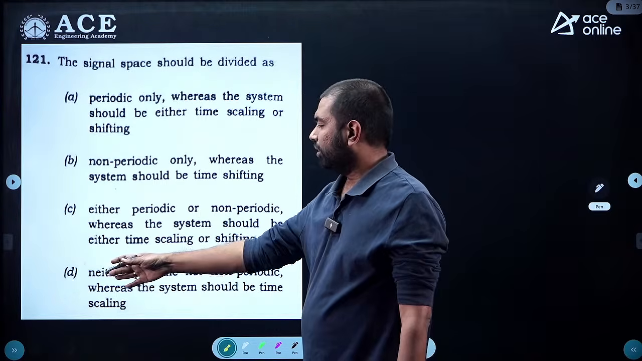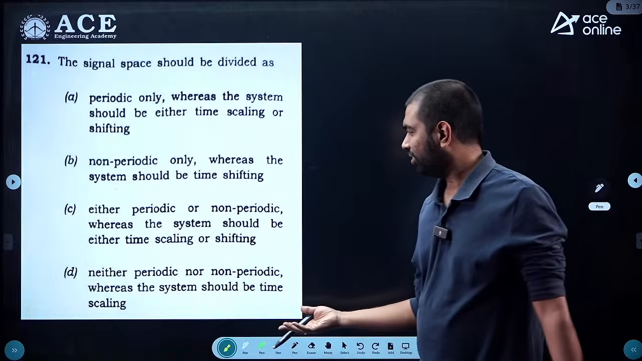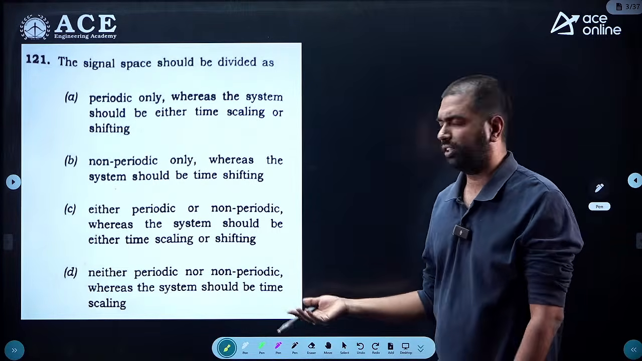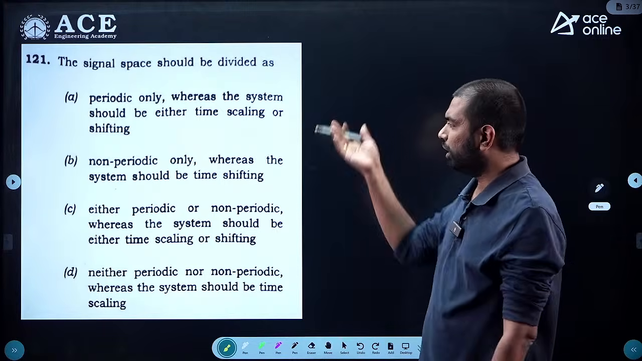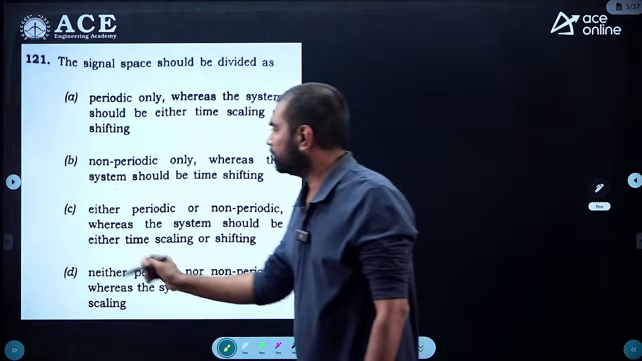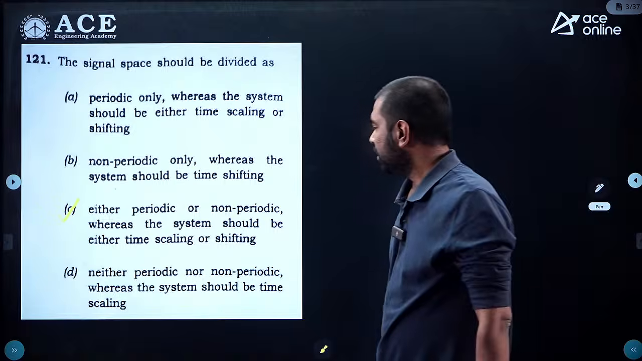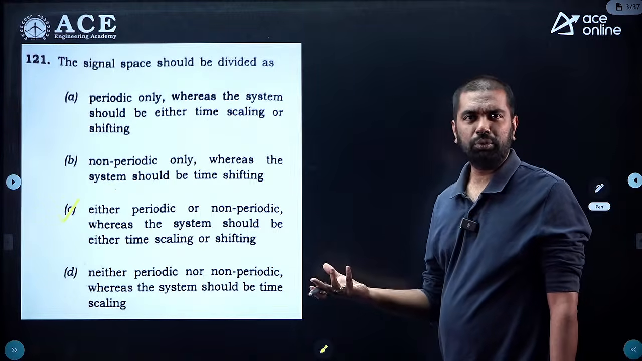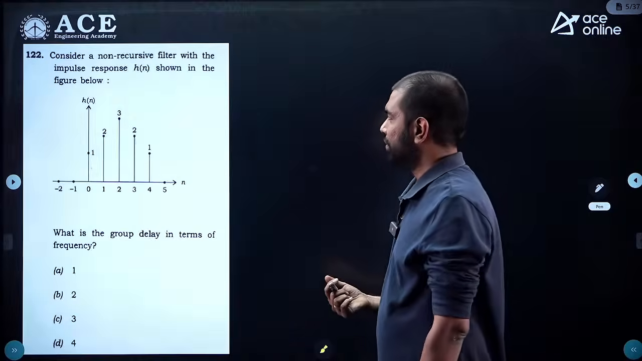And if you look at D, he says neither periodic nor non-periodic. This is also eliminated. You can see through elimination of the options, the only possible option is option C. Whereas the system should be either time scaling or time shifting. Yes, the systems can do time shifting and time scaling operations.